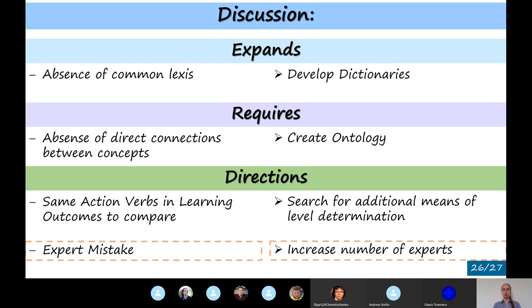Creation of a complete ontology can also help us to solve the problem with direction, the problem with not representative action verbs. Because if two learning outcomes have the same action verb, we cannot define the direction using these verbs. However, we can use a step which reminds us of the approach for determination of requires relations. We can use learning objects, so nouns, to determine which learning object requires which other learning object, and it will show us the direction. And also, one of the problems was expert mistake. We are all human, we all make mistakes, and I think that the option to decrease the number of these mistakes is to increase the group of experts who are working on evaluation.